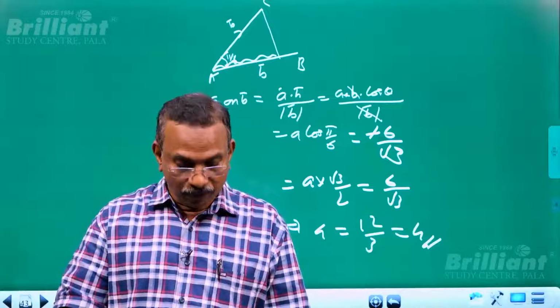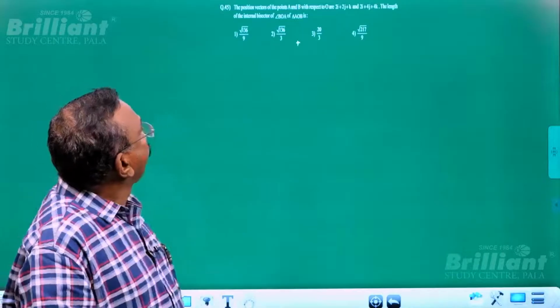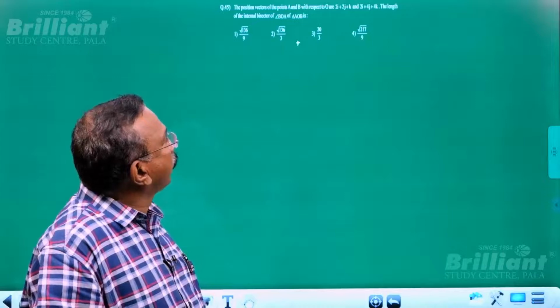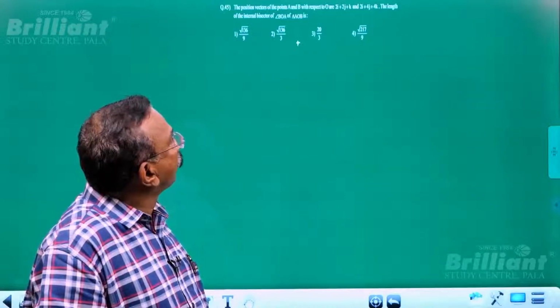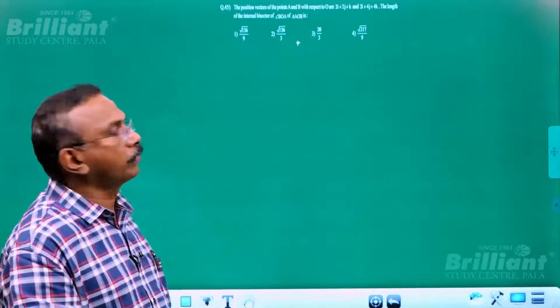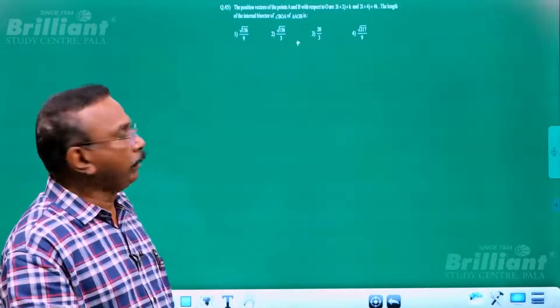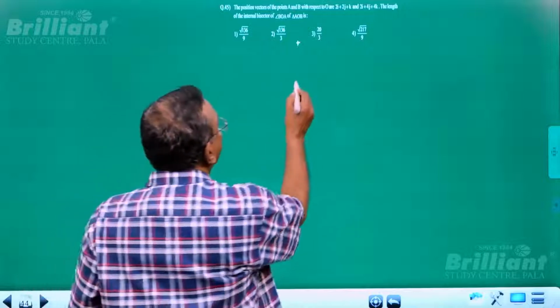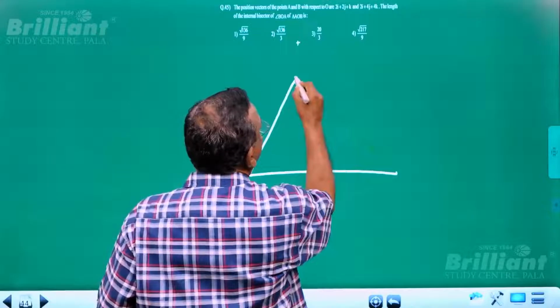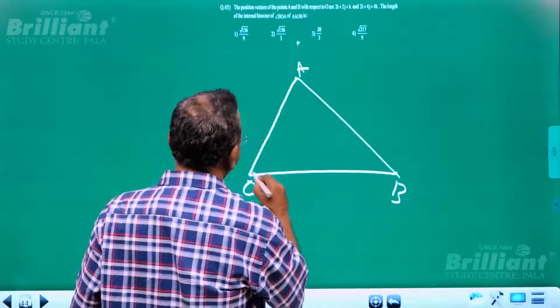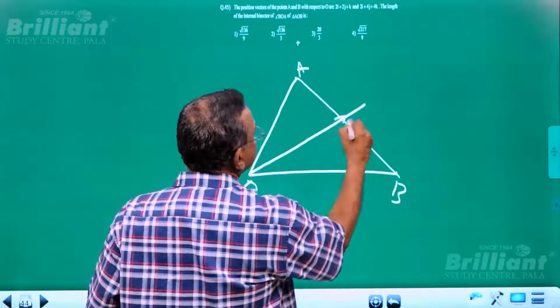Now you come to question number 45. The position vectors of points A and B with respect to O are 2i plus 2j plus k and 2i plus 4j plus 4k. Then what is the length of the internal bisector of angle BOA of triangle AOB? You know, in a triangle, if it is O, A and B, then the angle bisector is here. Let's see.